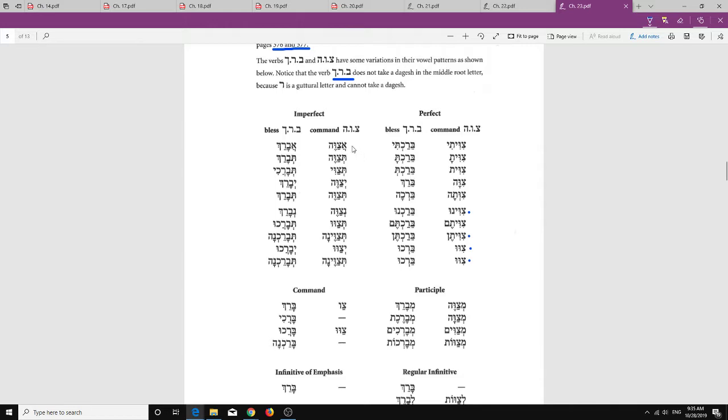Okay, jumping to the imperfect, we'll have atsave, tetsave, tetsavi, yetsave, tetsave, netsave, tetsavu, tetsavena, yetsavu, tetsavena.